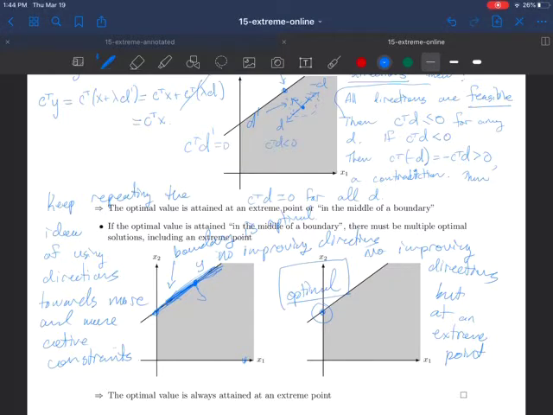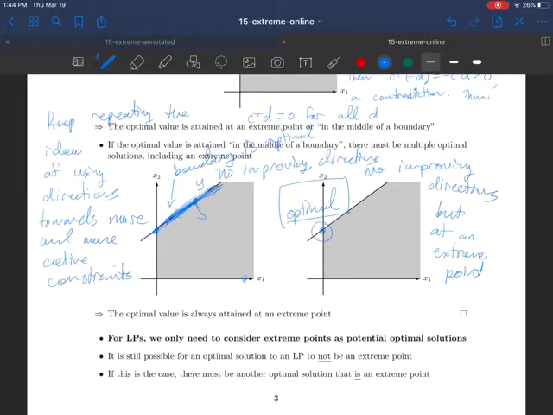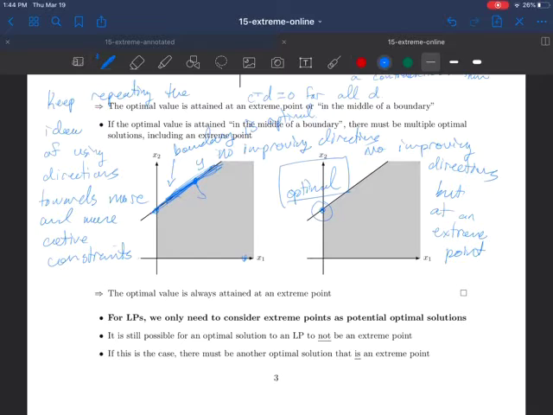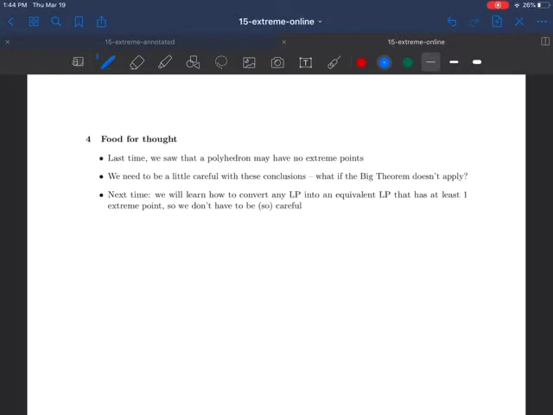I can make that clearer for you if you want. That's a bit out of the scope of this particular course, something that you would discuss if you took a graduate course in linear programming. Anyway, that's going to be my conclusion of the idea of this proof. What I really want you to get out of it, of course, is the main statement, that we only need to consider extreme points as potential optimal solutions, which is really what our method is going to do. It's still, of course, possible for an optimal solution of an LP to not be an extreme point. But if that is the case, there must be another optimal solution that is an extreme point.